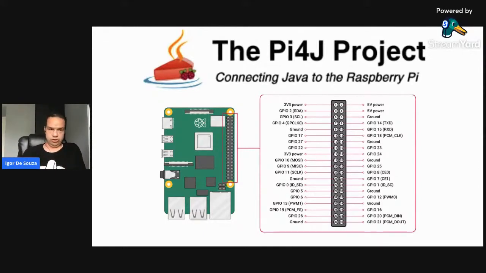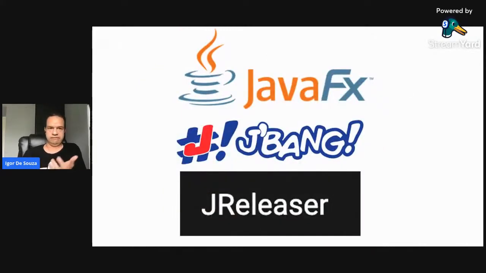To use the GPIO with Java, we have the Pi4J project. The Pi4J project is a library that you can import into your project, and then you can control the pins of the GPIO in your Java program. So then you can turn on the energy, you can start sensors and things like that. And because it already comes with Java, but you can install any other Java version, you can use all the Java projects around.